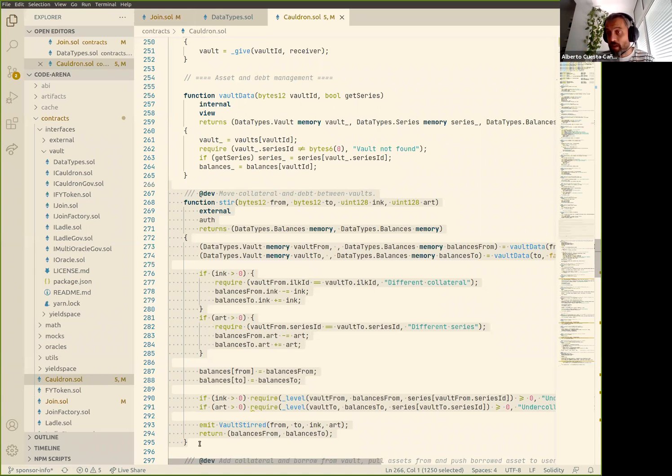The funny part is that I can, for example, I have a vault, I can create a new vault, and I can move part of the collateral and debt. So I can fork. I can also have two vaults with the same collateral and debt. Well, I can move all the stuff to one and then destroy one. So I can also merge. So with Stir, I can move collateral and debt, I can fork, I can merge. It's pretty cool.